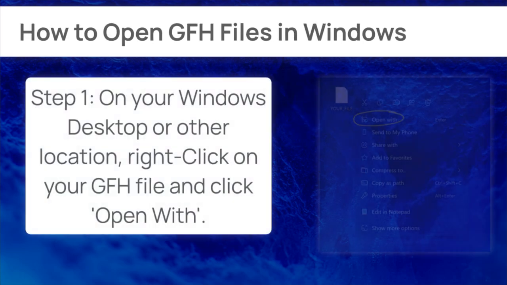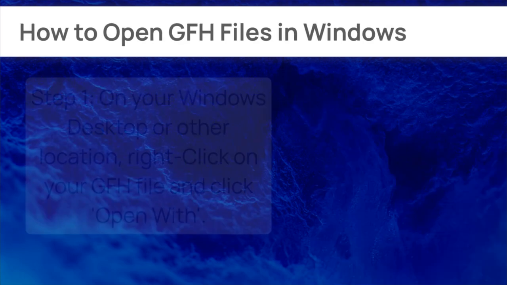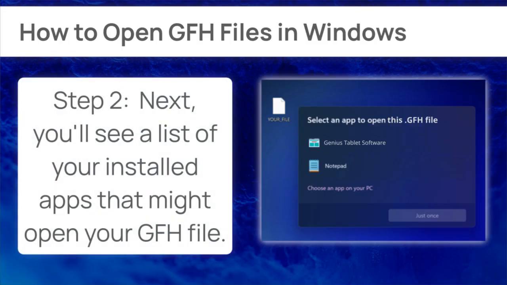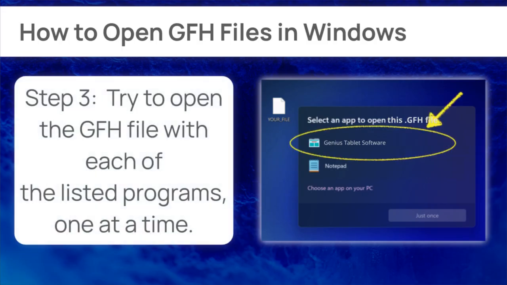To unlock the data, right-click the GFH file and select Open With. Test Genius Tablet software if available. If it's absent, choose another program. We must determine which app can properly read the header.